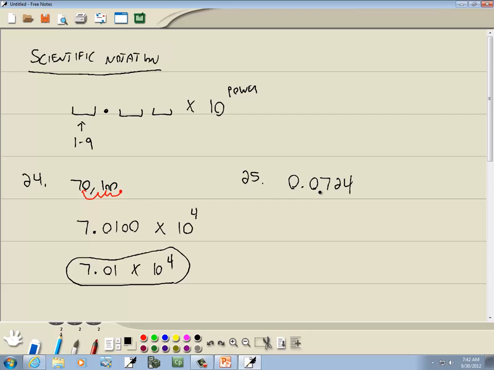Now here, I want my leftmost digit that's not 0. Well, that'd be 7. So we want to write this as 7.24 times 10 to some power. Well, here's my decimal. To get it between the 7 and the 2, I need to move it 2 places to the right. And this would be -2. So that's our answer. Again, this is a very small number, and 10 to the -2 is a small number.